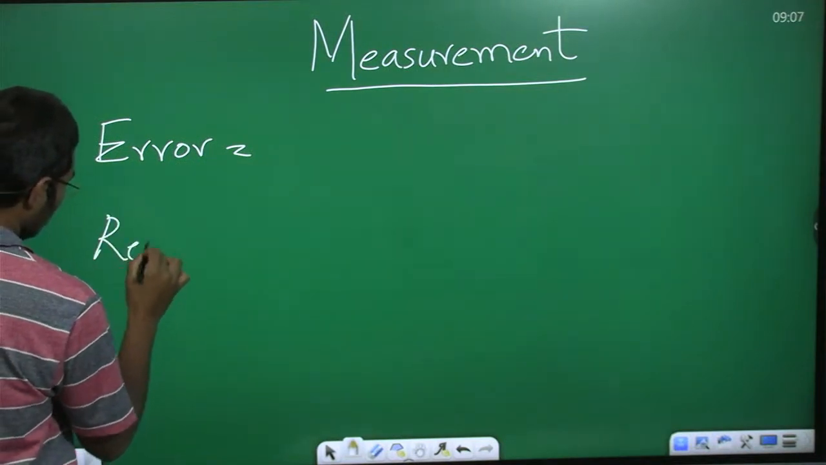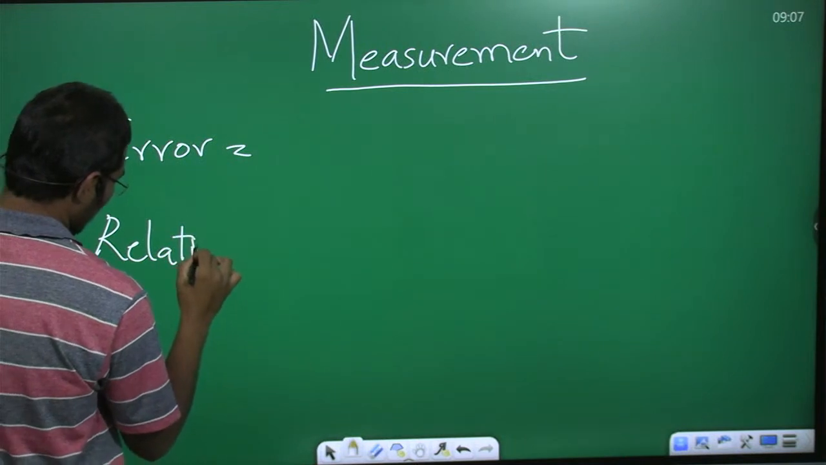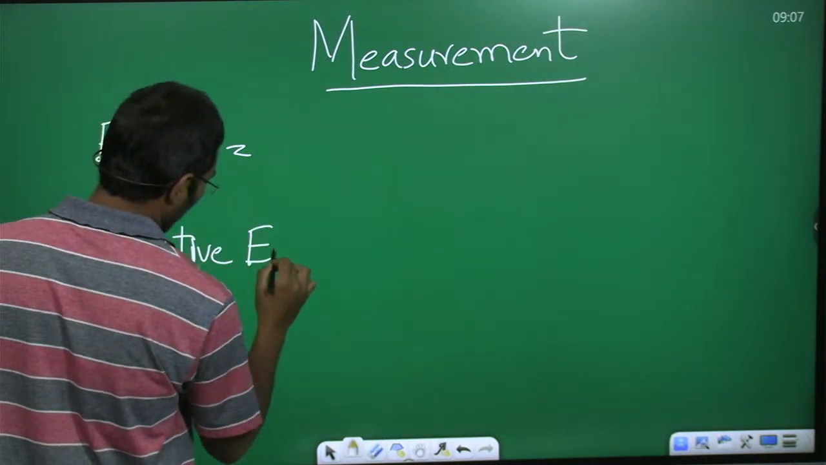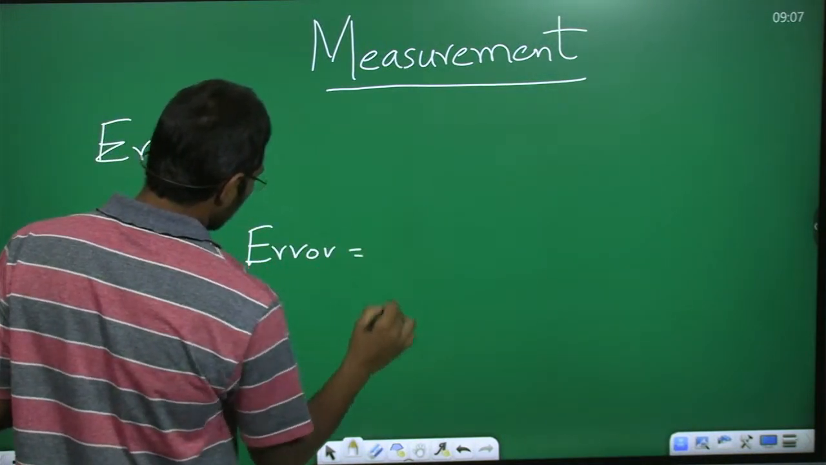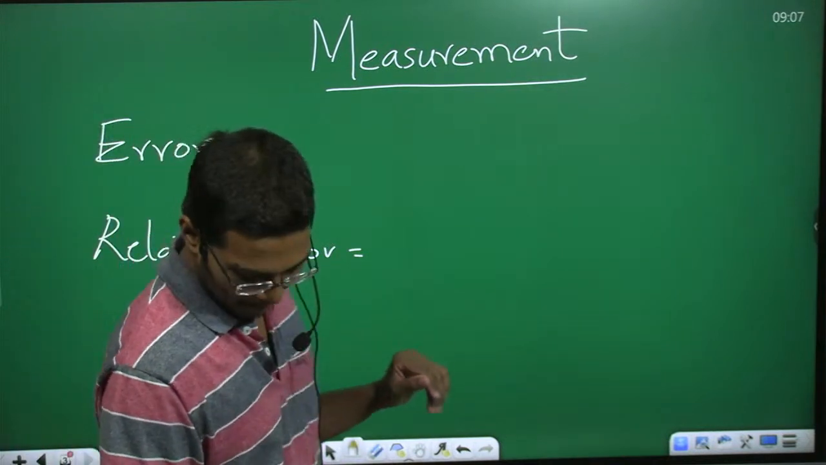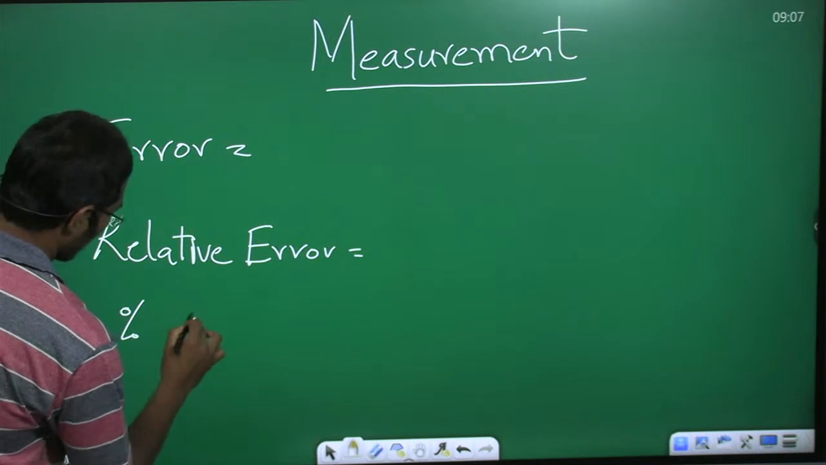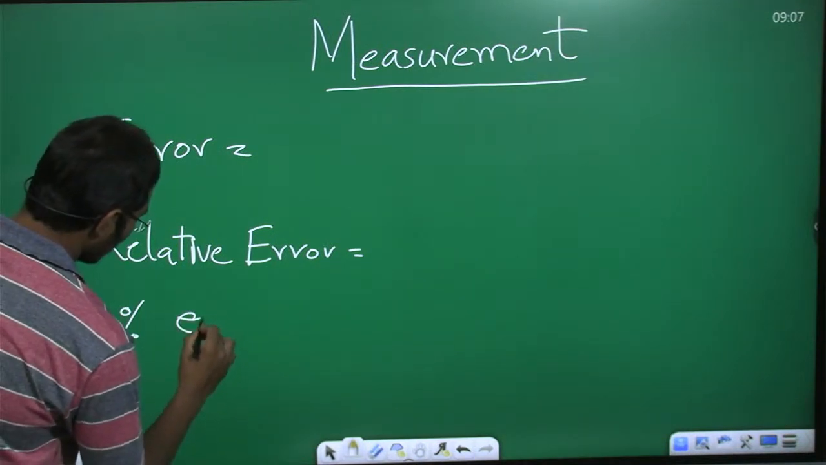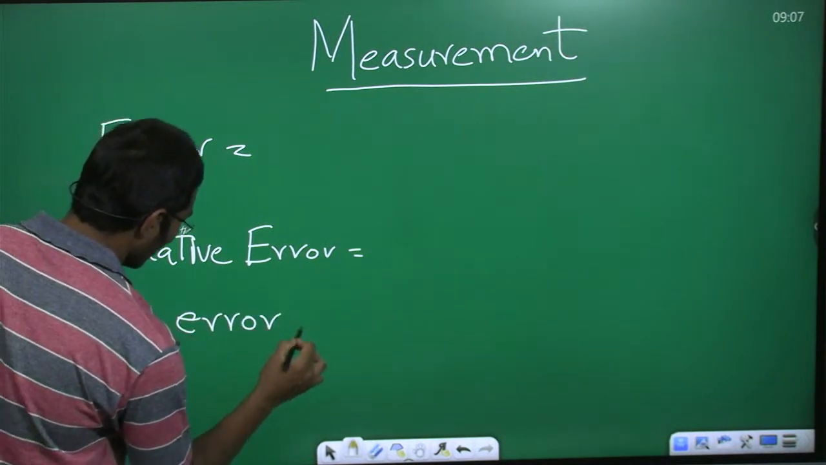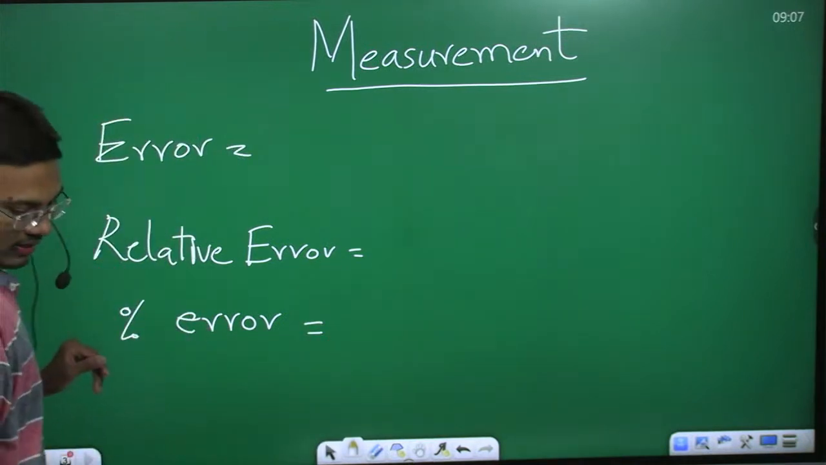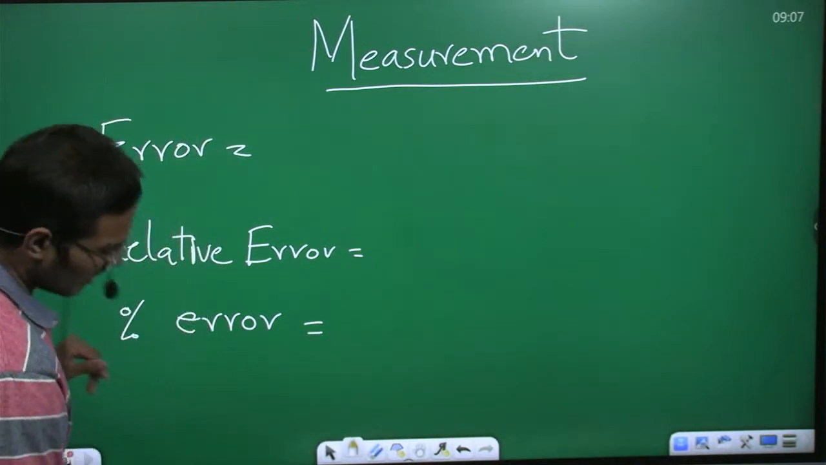Relative error. Try to write percentage error. Try to fill in the blank which is beside it. Don't blindly copy, okay? And the next one is absolute error.